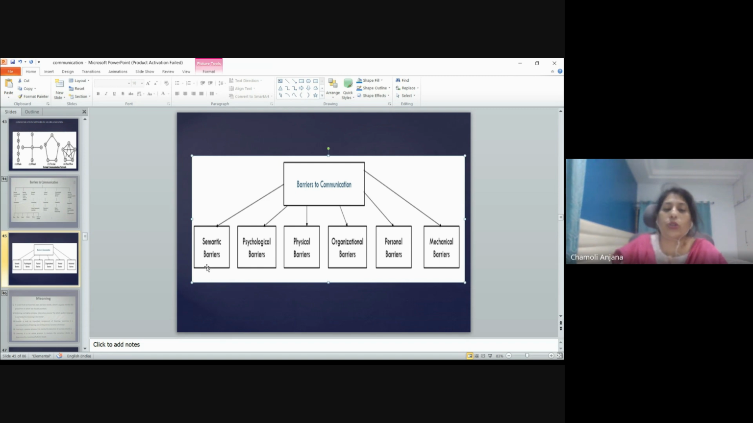Also, one should use the language which the other person is aware of. If somebody comes and tries to speak in Telugu with me, I might not understand because I am not aware of it. He is trying to speak in Telugu, but because I am not able to understand, the information does not reach me. That is also a semantic barrier.